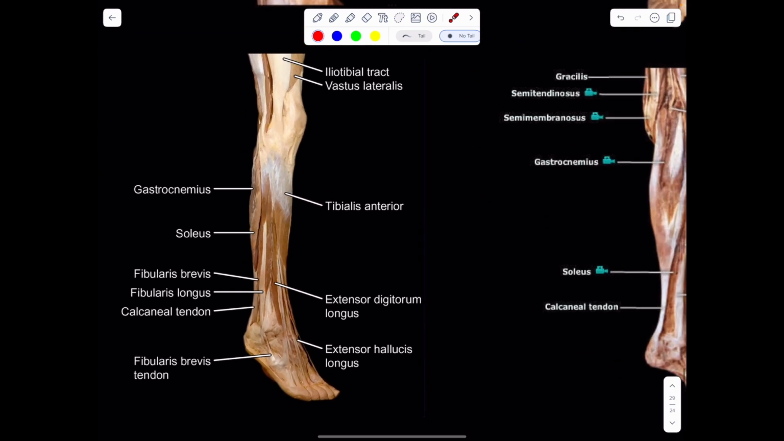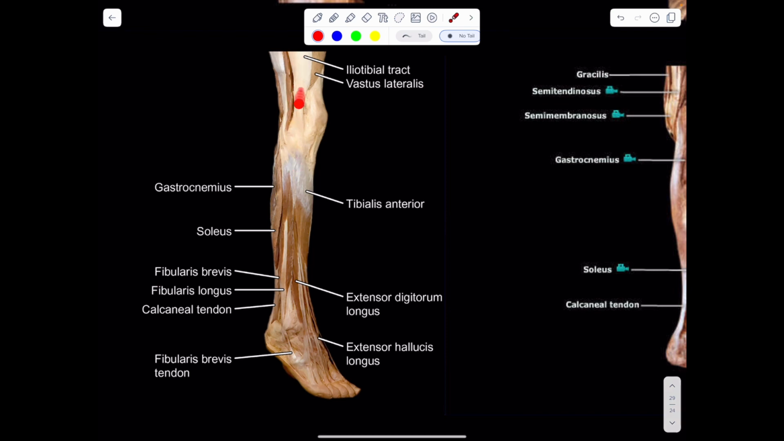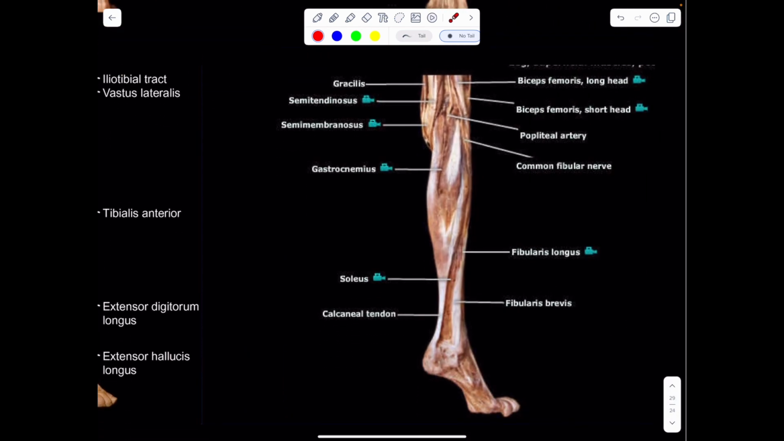Here we're looking at that lateral compartment. Here's that IT band coming down and in. Here's tib anterior. And then here we see those fibularis muscles of that lateral compartment. And then here's gastroc, and underneath gastroc is soleus. Here on the posterior, we see gastroc and its two heads, and underneath that, again, is soleus. Those two together make up triceps surae.